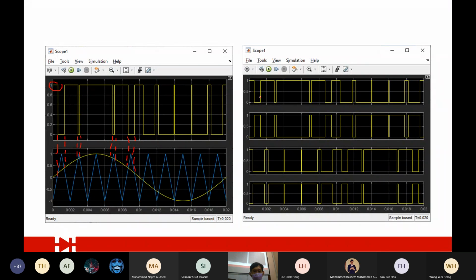to produce the SPWM. All right, this is how you produce a SPWM.